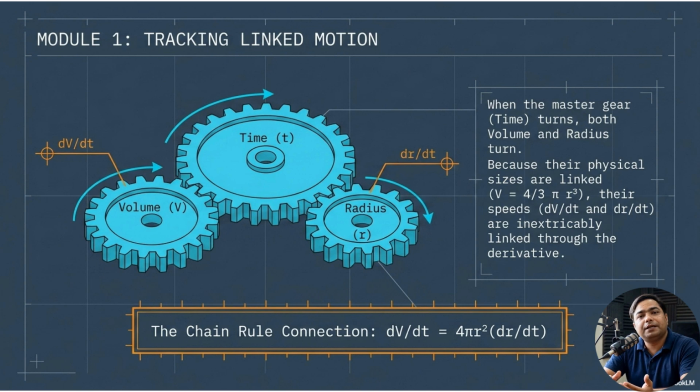If we have a sphere, its volume is given by the formula V equals 4/3 pi r cubed. Here, volume depends on radius. Radius changes with time, so volume also changes with time. We are not only interested in the value of volume, we want to know how fast the volume is changing. This is why we differentiate both sides with respect to time. Using the chain rule, we get dV/dt equals 4 pi r squared times dr/dt. This equation means the rate of change of volume depends on the current radius and the rate at which the radius is changing. This is the key idea of related rates. We connect the variables first, then differentiate with respect to time.